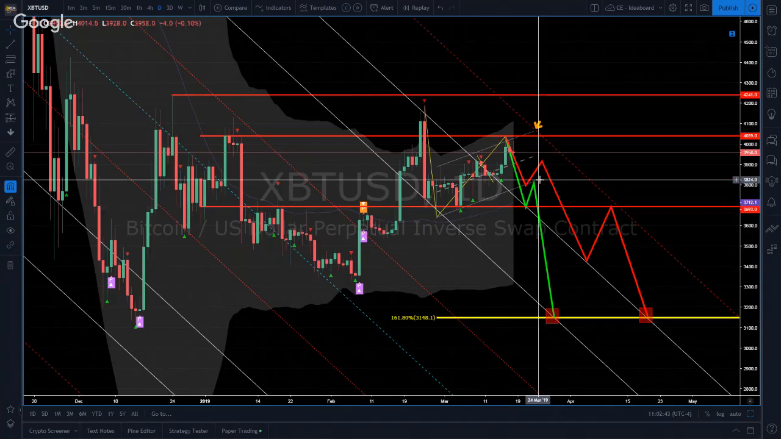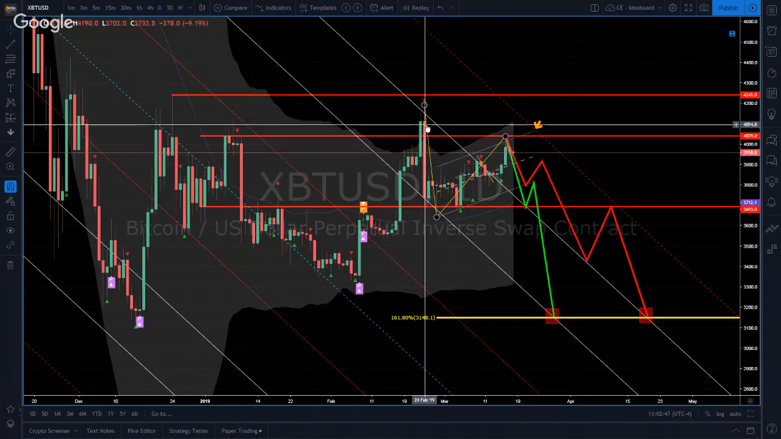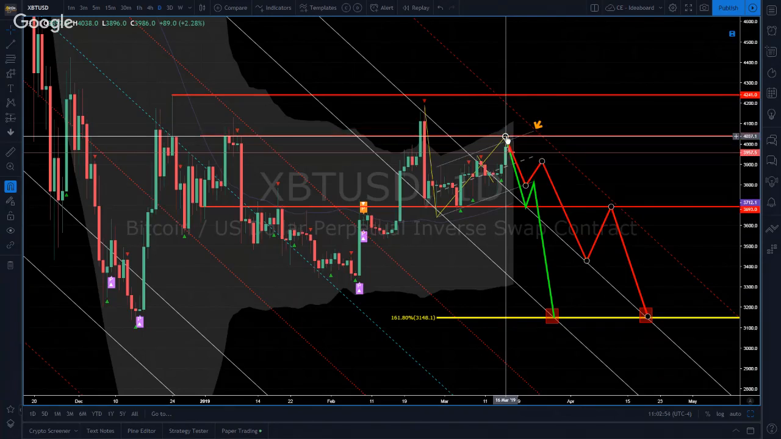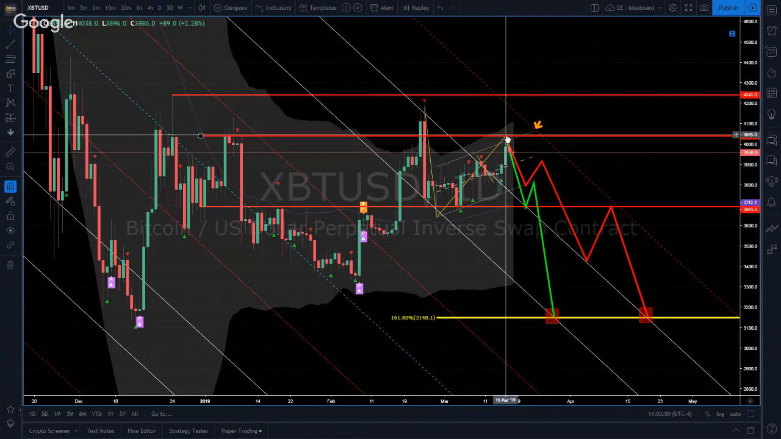All right. So when you have an ABC correction, what I want to point out here is you have your first wave down, which is your A, and then you have your retrace, which is your B. Now, B technically shouldn't go above where A wave started, and so far we've seen a decent rejection.